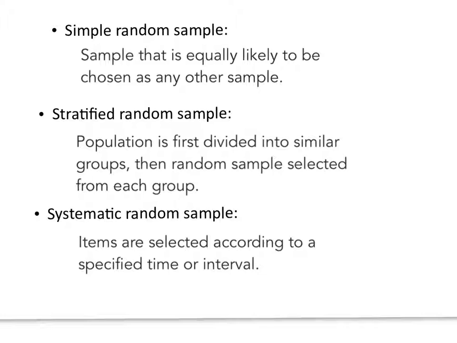A stratified random sample is when the population is first divided into similar groups, then random samples selected from each group. So again, it's first divided into similar groups and then random sampling selected from each group. A systematic random sample means that items are selected according to a specified time or interval. So this could be every 10th person chosen in a line.